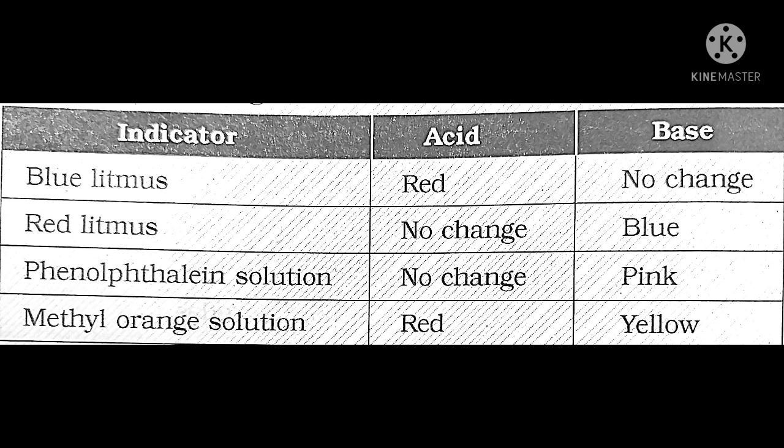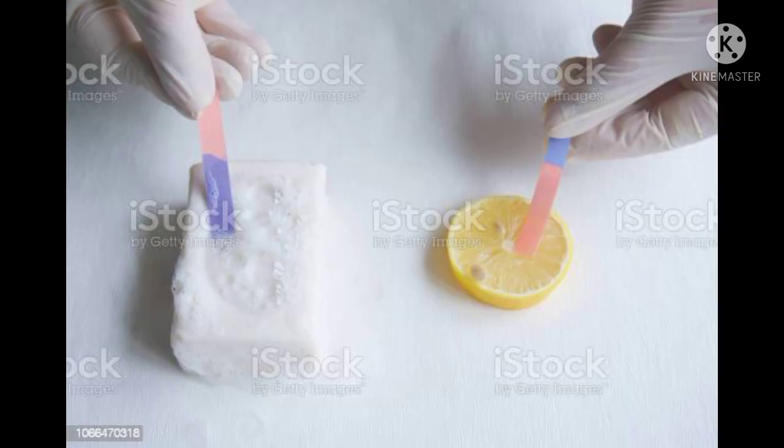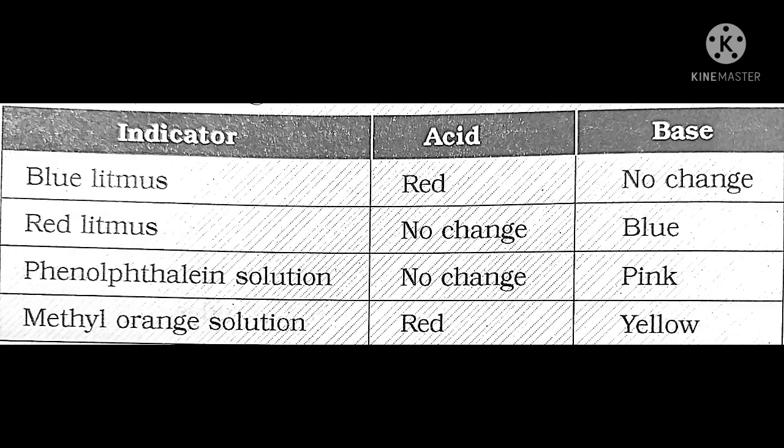Have a look at the table explaining indicators in acid and base. First one is blue litmus paper. When you immerse it in acid, red color appears and no color change in base. Second one is red litmus paper, no color change in acid and it gives blue color in base. Third one is phenolphthalein solution, no change in acid, gives pink color in base. And last one, methyl orange solution, gives red color in acid and yellow color in base.